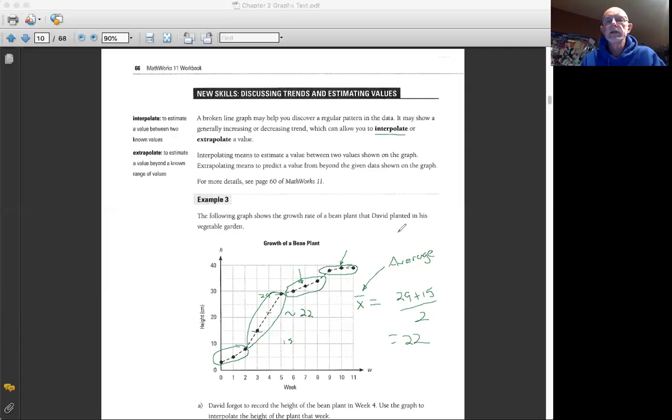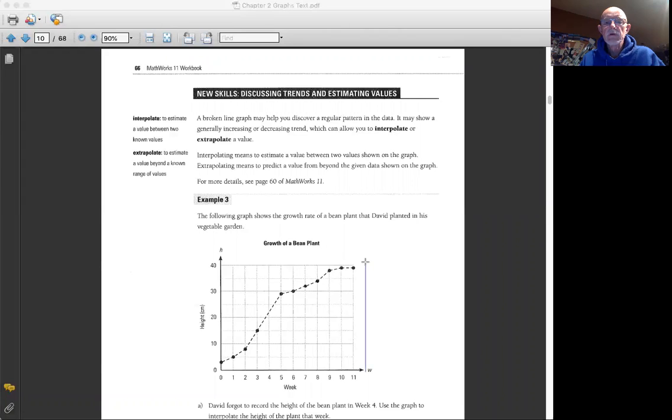That's interpolation. What we want to look at now is extrapolation. Now, extrapolation is to go beyond. And so they're asking what happened on day 12. So I'm going to say about here on the graph, that's about day 12. The next big question is, well, what's going on? Well, you have to look at the previous two data points to see what the trend is.